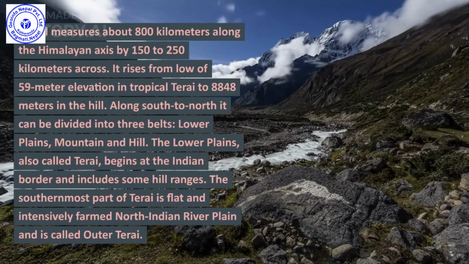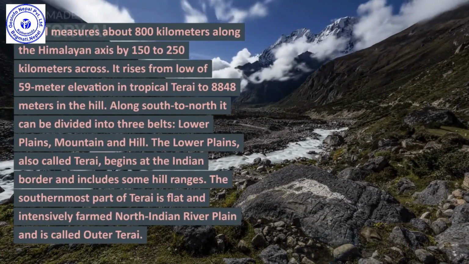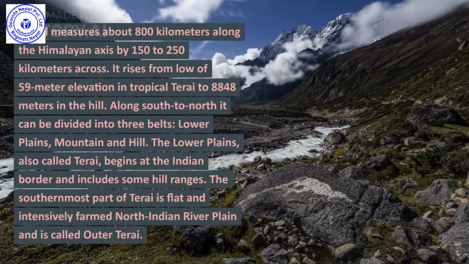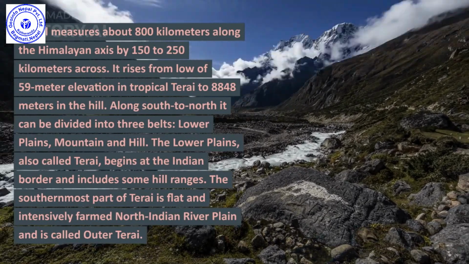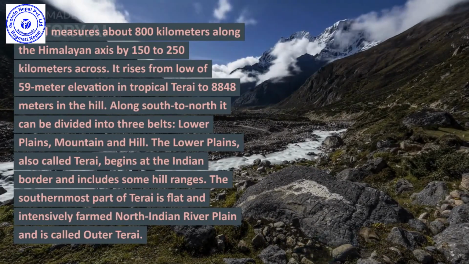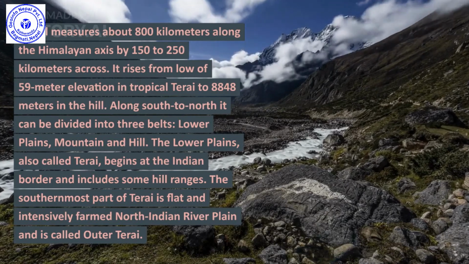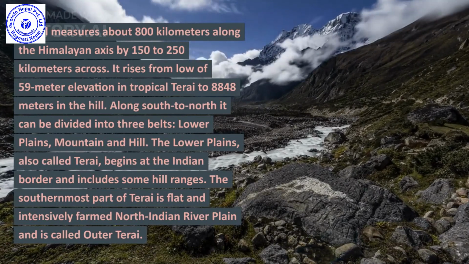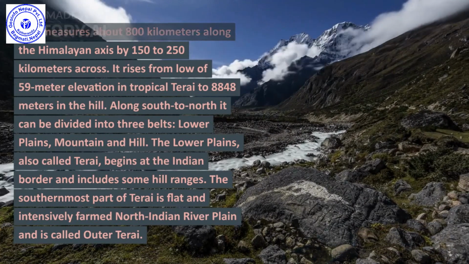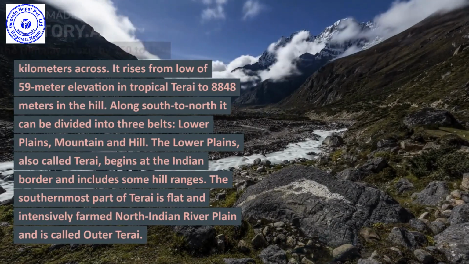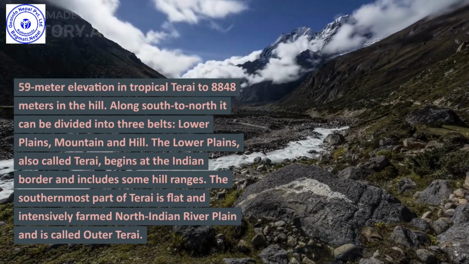Nepal measures about 800 kilometers along the Himalayan axis by 150 to 250 kilometers across. It rises from a low of 59 meters elevation in the tropical Terai to 8,848 meters in the hills. Along south to north it can be divided into 3 belts: lower plains, mountain and hill.